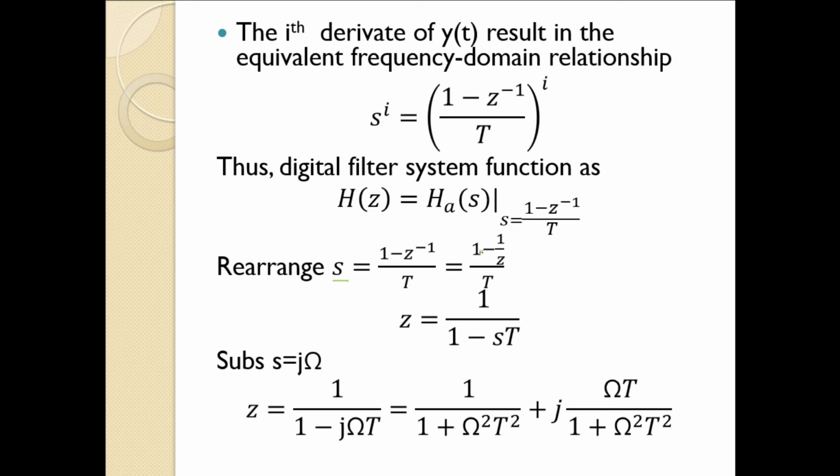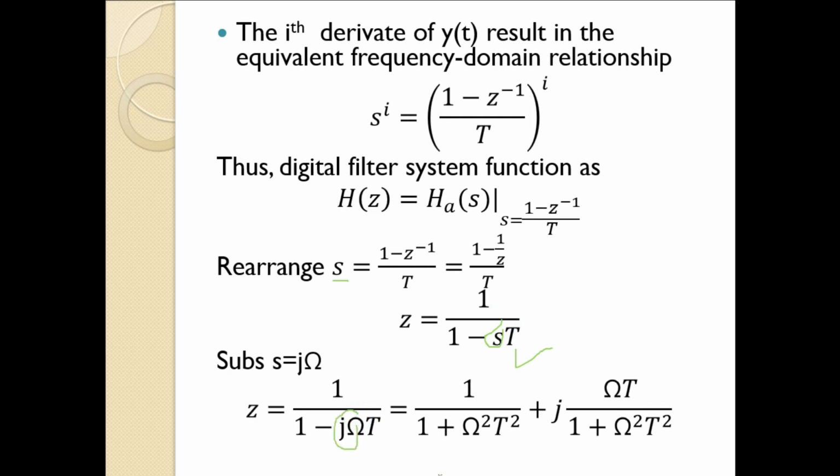So 1 minus 1 over Z, divided by T. Then this Z we bring forward to the right hand side, and our S we bring to the left hand side. We will get Z equal to 1 divided by 1 minus ST. Okay, so what is this ST? S actually is j omega. So we substitute this S with j omega, and we get 1 minus j omega T.